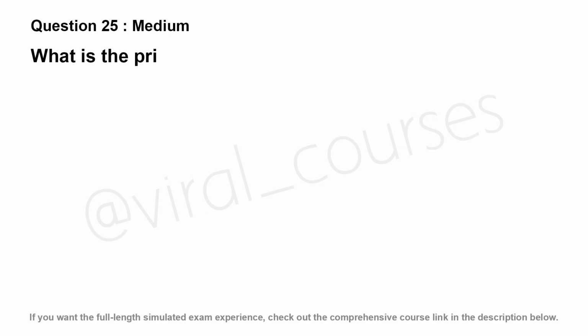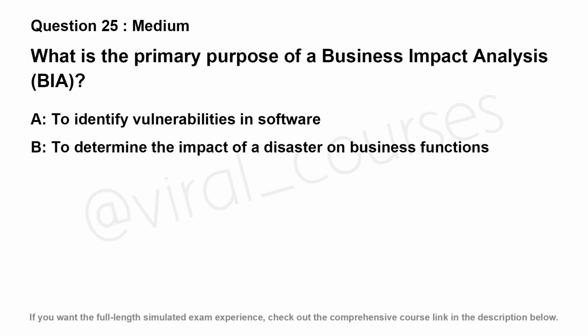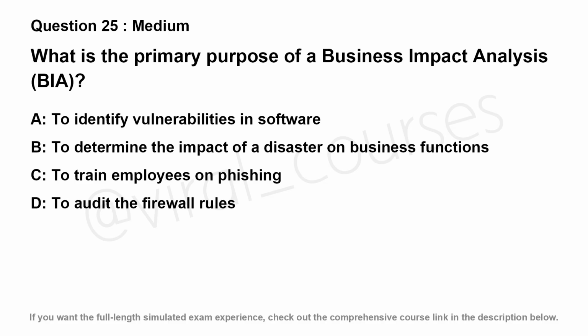What is the primary purpose of a business impact analysis, BIA? Option A, to identify vulnerabilities in software. Option B, to determine the impact of a disaster on business functions. Option C, to train employees on phishing. Option D, to audit the firewall rules.